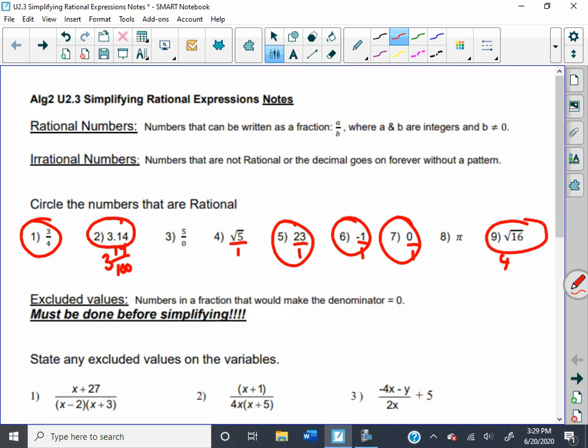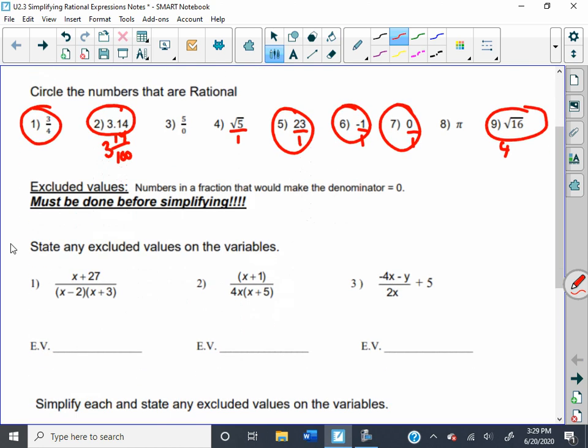All right, so we're going to look at excluded values. Sometimes they're called extraneous solutions or restricted values. All they are are numbers in a fraction, a rational number, that make the denominator 0. So numbers that make the denominator 0, we don't want that. And so typically we do that before we start trying to cancel things out.